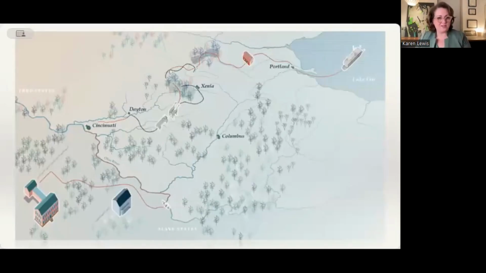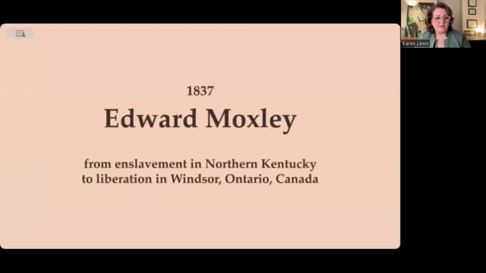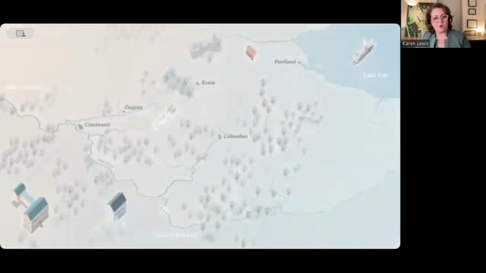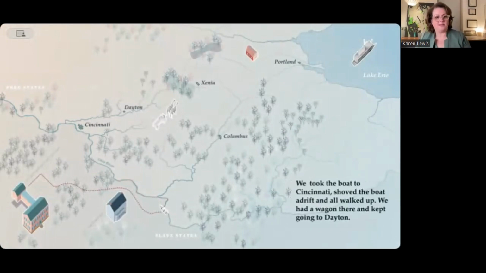So I will give you a little bit of the overview of Edward Moxley. And Edward Moxley was, let's see, we'll start that. Here we go. He was enslaved in Kentucky, and he found his way out of enslavement. Well, this is a story that was in the Seibert archive, so he's reporting the story to somebody who's collecting his testimony. And so here we're telling the story of how he escaped from his homestead to the river, and then he took the boat to Cincinnati, shoved the boat adrift, and then everybody walked up.